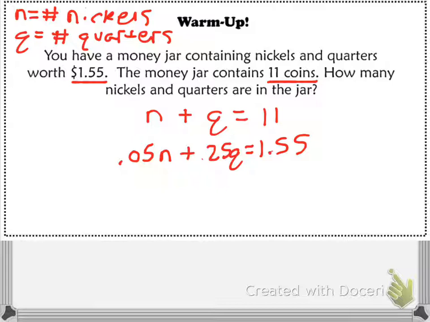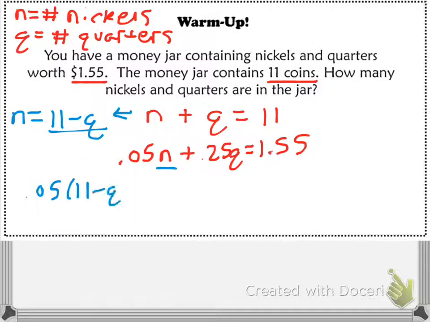Okay, so what I would need to do is I could either approach this with elimination or with substitution. I'm going to approach it with substitution. I know that I can rewrite my top equation solved for either n or q. It doesn't really matter here, I'll solve it for n. So I know that n is going to be 11 minus q. So I'm going to take that and sub it in for n in my second equation. So when I do that, I get 0.05 times 11 minus q plus 0.25q equals $1.55.